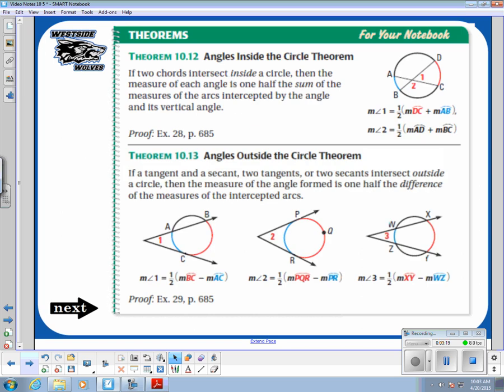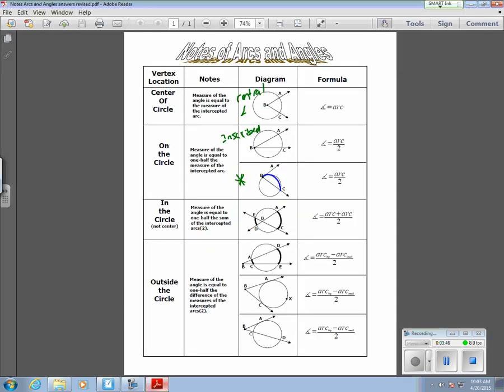All right, so our next theorem, theorem 10.12, says that if 2 chords intersect inside a circle, this is not the center, okay, it's just in the circle, then angle 1 here is the red arc plus the blue arc divided by 2. So 1/2 of that. All right, and if we want to look at angle 2, it's AD plus BC. So if we go to our chart, okay, so that's theorem 10.12. So this is 10.12 right here, which says the angle is equal to the arc plus arc divided by 2. So we're talking about that little angle right there is equal to the 2 arcs. It's the arc and its vertical angle arc.